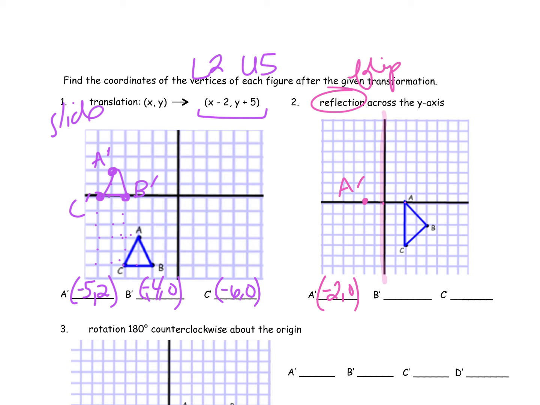B is 4 units away from that line, so I'm going to go 1, 2, 3, 4 units the other direction, call it B prime, negative 4, negative 2. And C, reflect that across, call it C prime, negative 2, negative 4, and then make that triangle. It is a flipped image of that original.